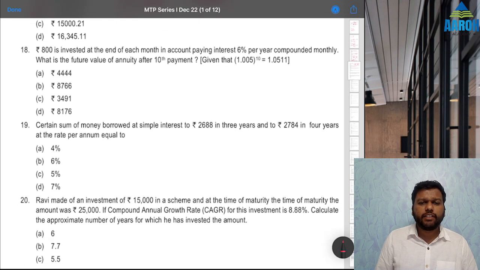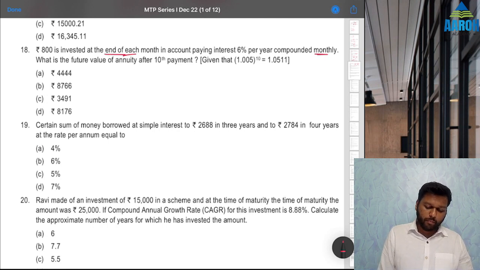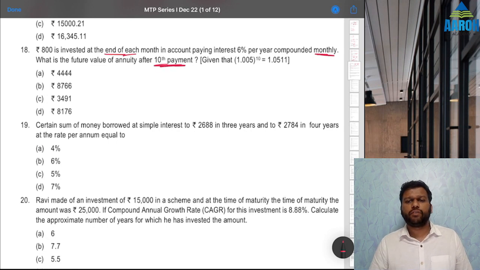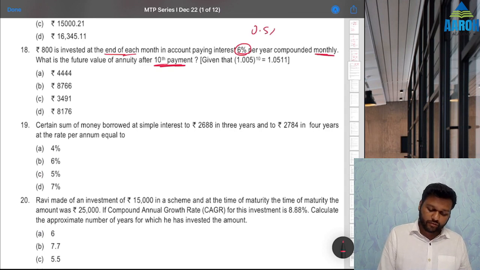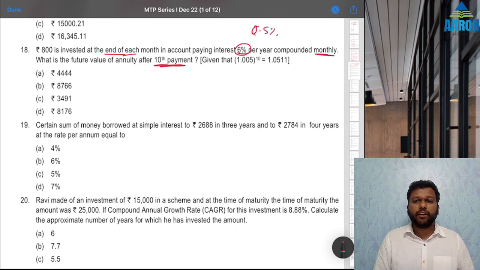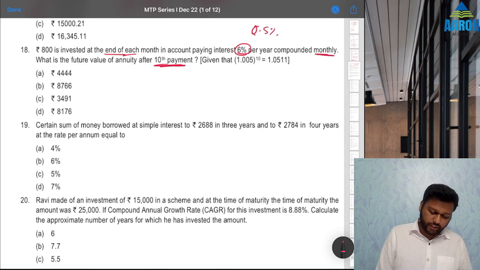Next: 800 is invested at the end of each month, so the regular annuity, in an account paying interest 6% per year compounded monthly. What is the future value of the annuity after the 10th payment? Fine. 6% but monthly. So 6 by 12, that is 0.5% only, right? So we have to find future value. Future value is very easy.